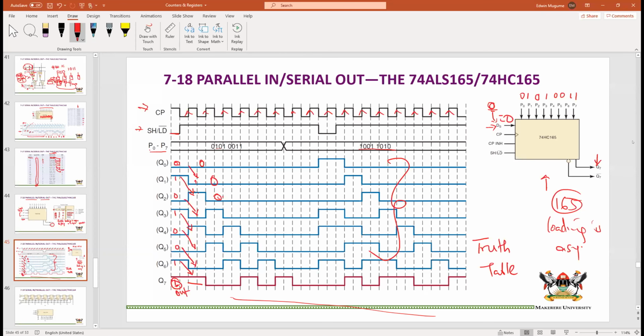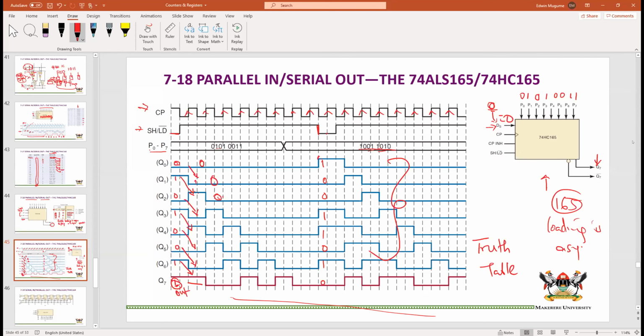By the way, if we continue here, you will notice that we keep counting until this point. The moment the load goes low, we load immediately. We don't wait for that clock pulse. We load at this point. And what do we load? We load a 1, a 0, a 0, this new value, a 1, a 1, a 0, a 1, a 0.